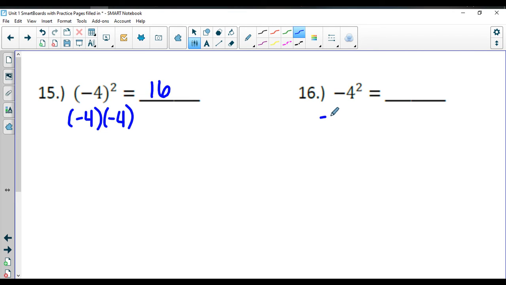If you remember from our notes, this was really what we were seeing here, -1 times 4 squared. So that's -1 times 16, or negative 16 for your final answer.